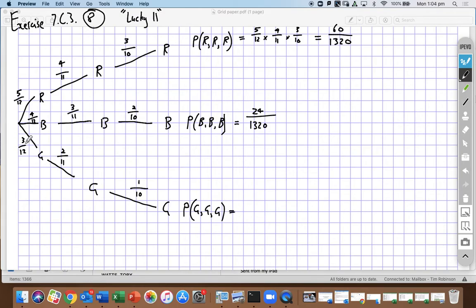And along this pathway, I'd have 3 times 2 times 1. So it'd be 6 out of 1,320. Now there's another way you can win the game.